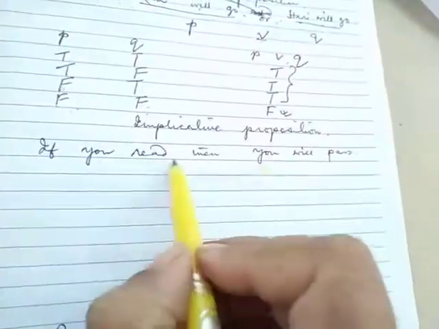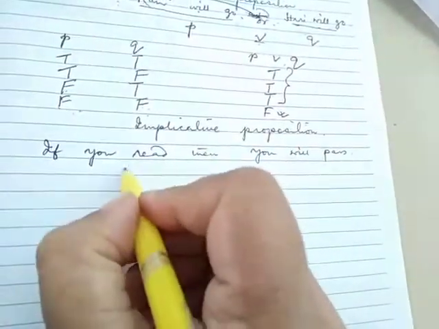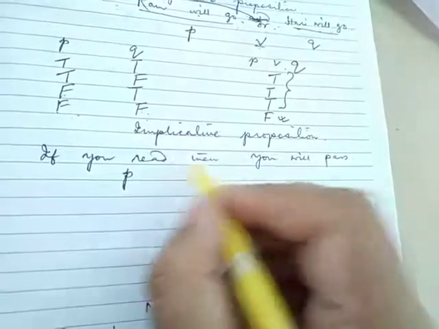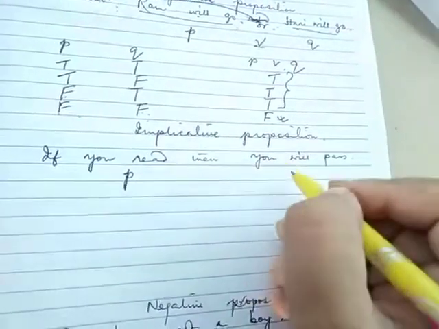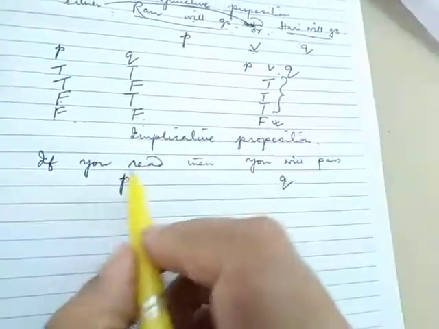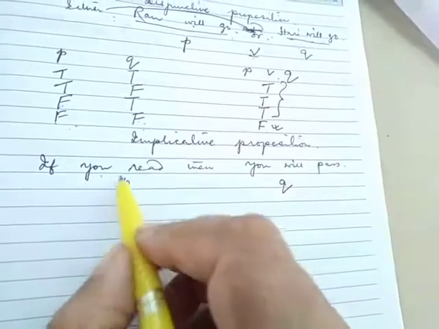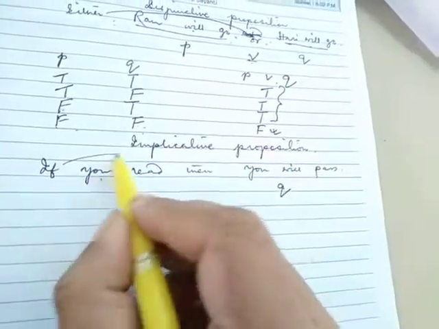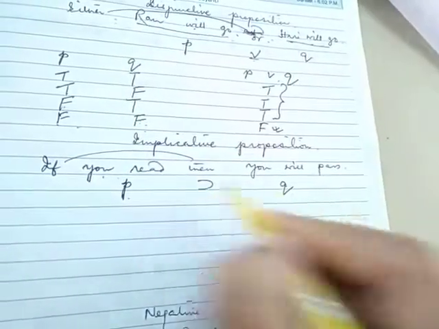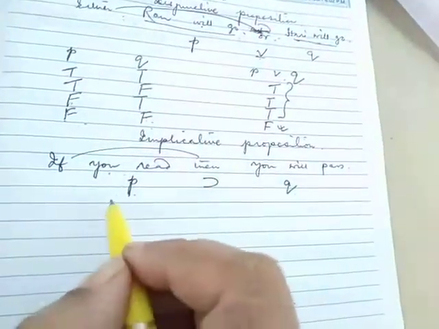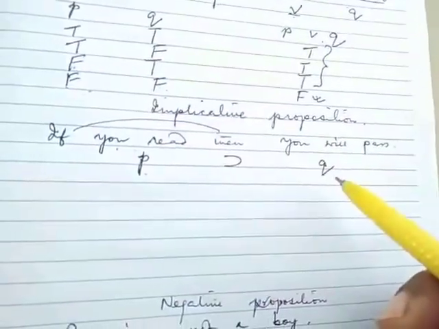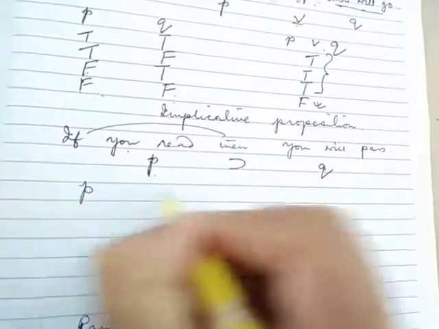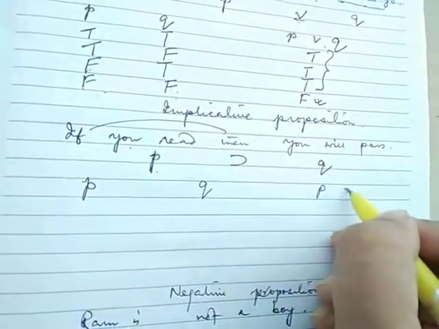Coming on to implicative proposition. If you read, then you will pass. If I symbolize this implicative proposition, then it will be symbolized like this. For if you read, I have put P. For you will pass, I have put Q, and for if, then I have given horseshoe. Now whether this compound proposition is true or not, we have to find out these two first of all, and then this.